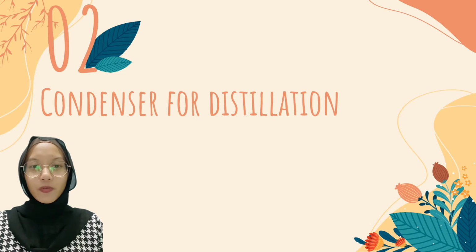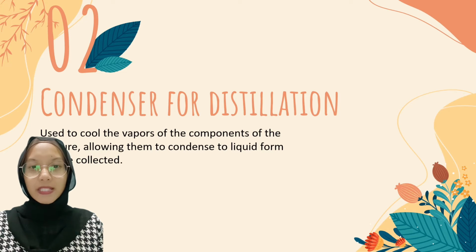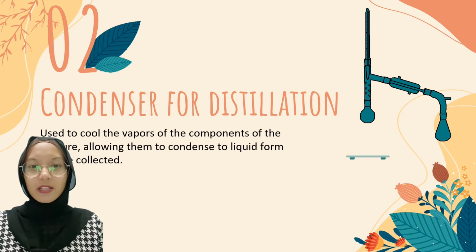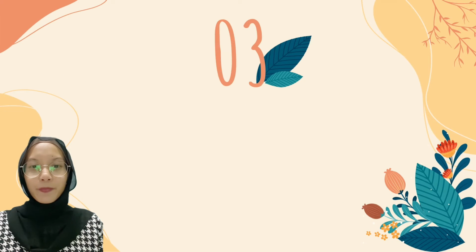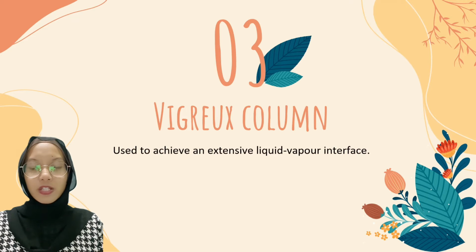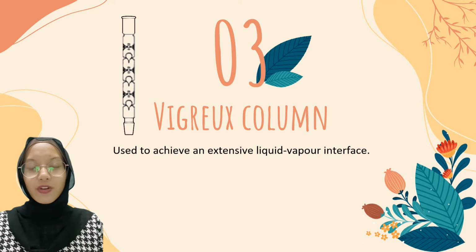The purpose of the condenser is to cool the vapor of the components of the mixture, allowing them to condense into liquid form and be collected. The purpose of the fractionating column is to achieve an extensive liquid-vapor interface so that equilibrium between ascending vapor and reflux can be rapidly attained.